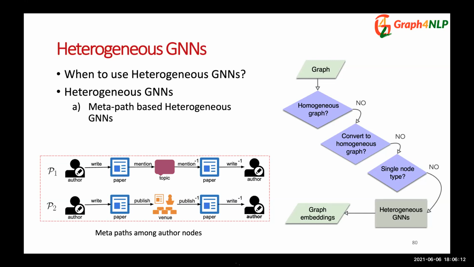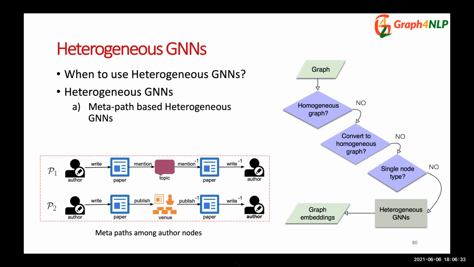So we know that it's actually a heterogeneous GNN. And if we want to consider what are some different types of paths between two author nodes, we can name a few. For example, for P1, it's author writes a paper, the paper mentions a topic, the topic is mentioned in another paper, and that paper is written by another author.